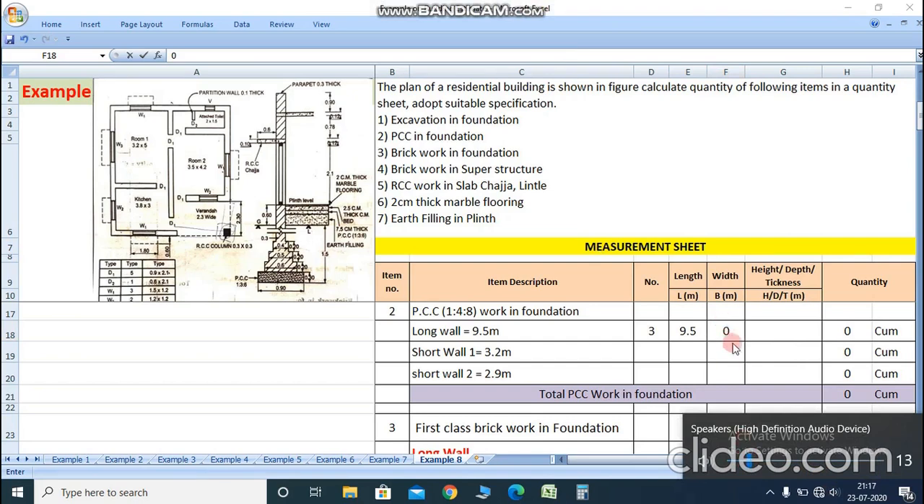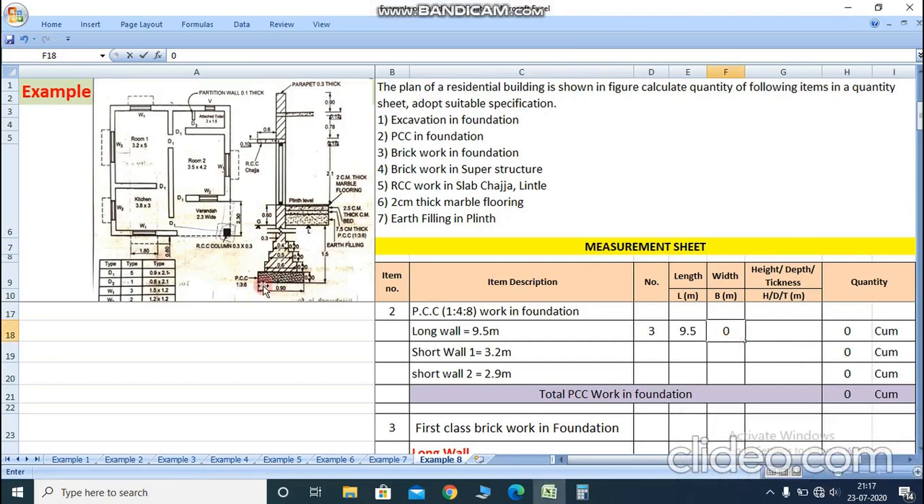So here the width of the PCC is 0.9, so write here 0.9. Then the thickness of the PCC is given in the section part as 0.3, so write here 0.3 as the thickness in meters. So total 7.695, we got the answer from the multiplication of the four values. So we got the answer 4.695 cubic meter.